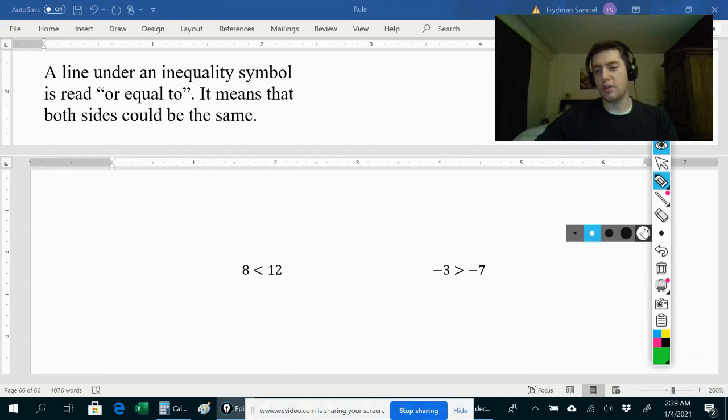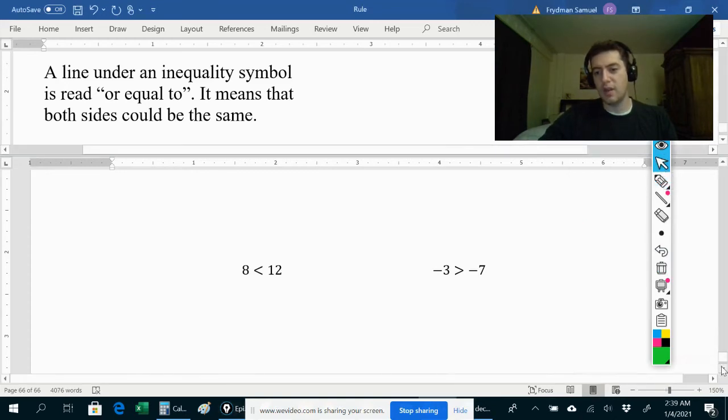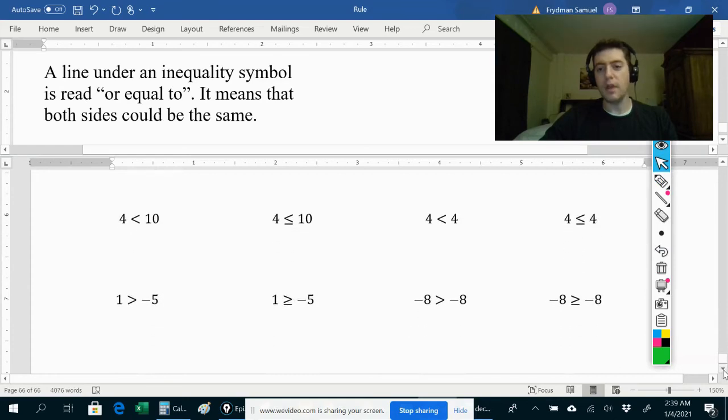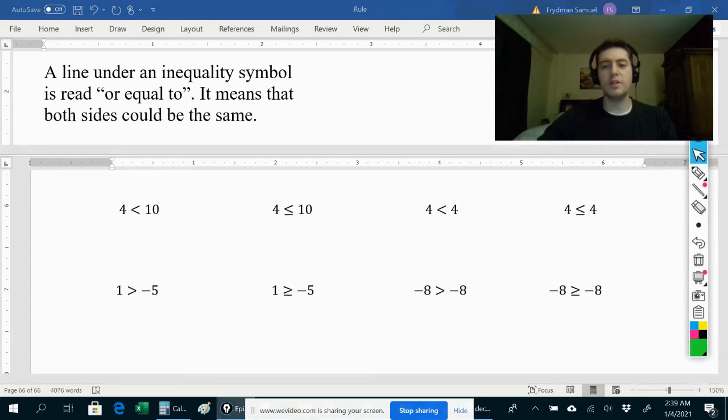So let's take a look at some examples where we have those kinds of symbols. And actually what I put here, some of these statements are true and some of them are false. We're going to go through them one by one and see if we can figure out which ones are true and which ones are false.